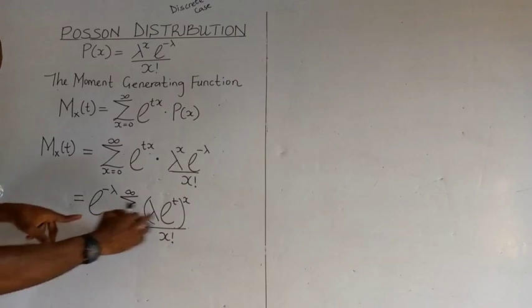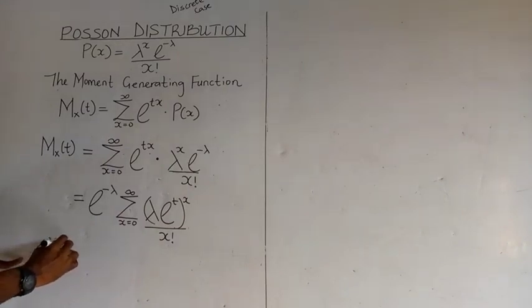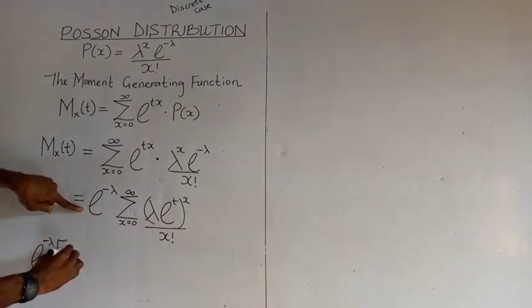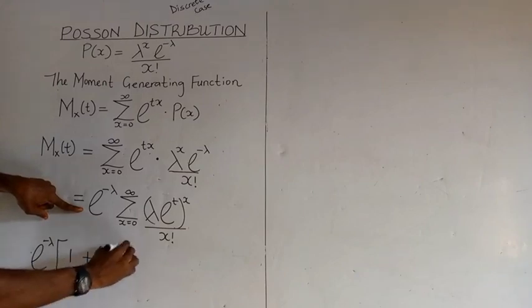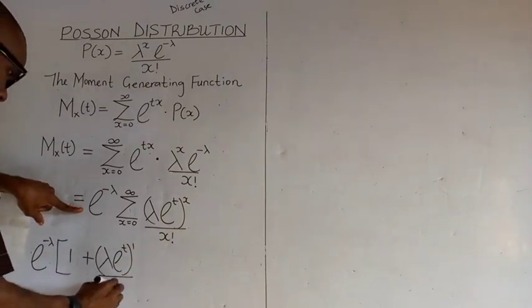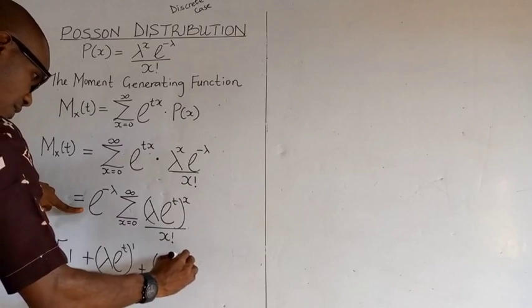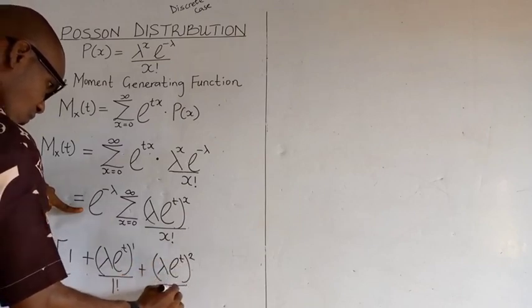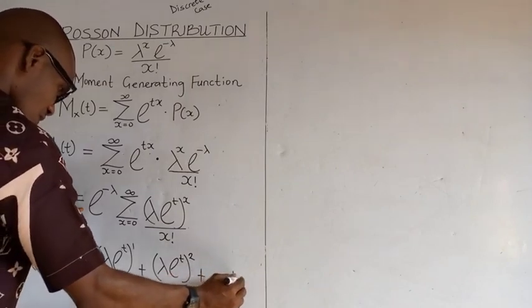Nothing has changed. But from the Taylor series, we'll notice that we can bring this exponential function to give us something like this: 1 plus λ e^t all over 1!, plus, we go again, (λ e^t)^2 all over 2!, and it continues in this way.